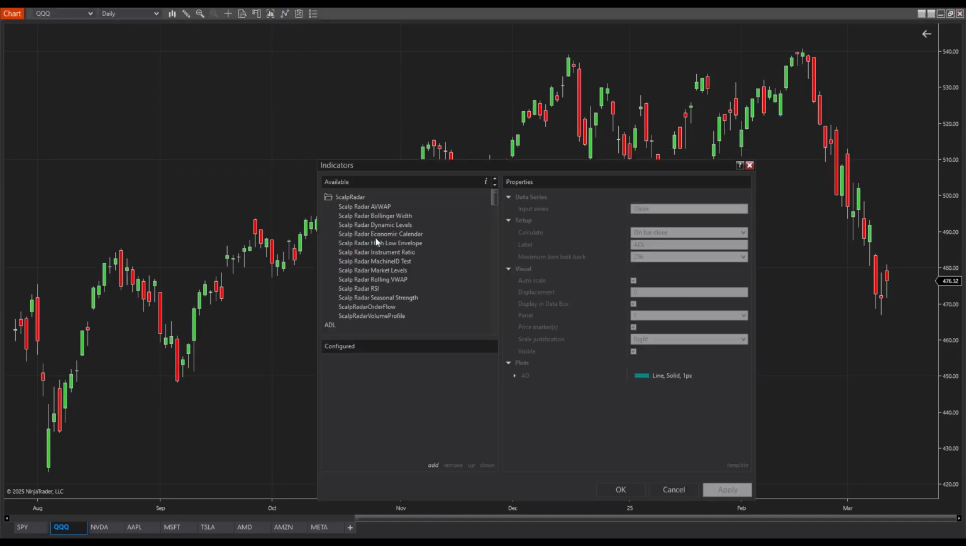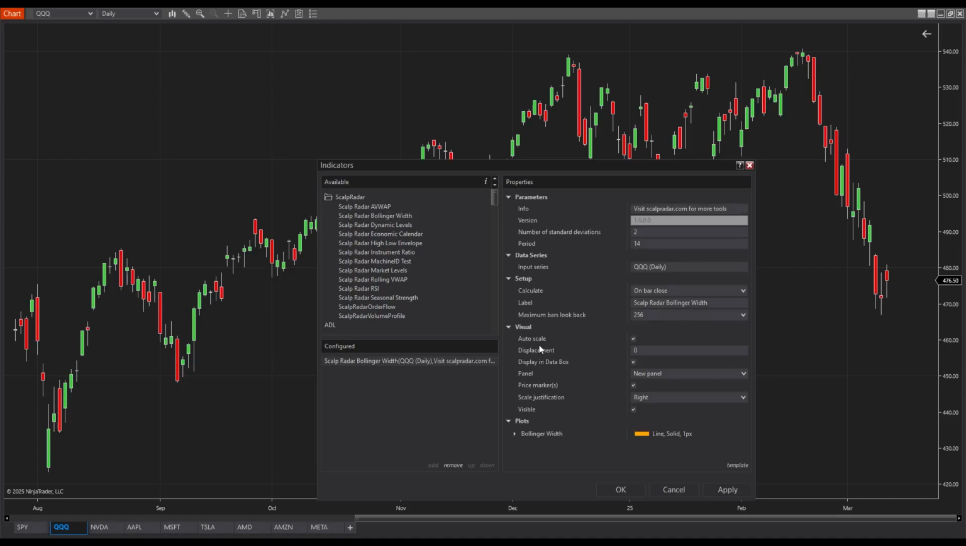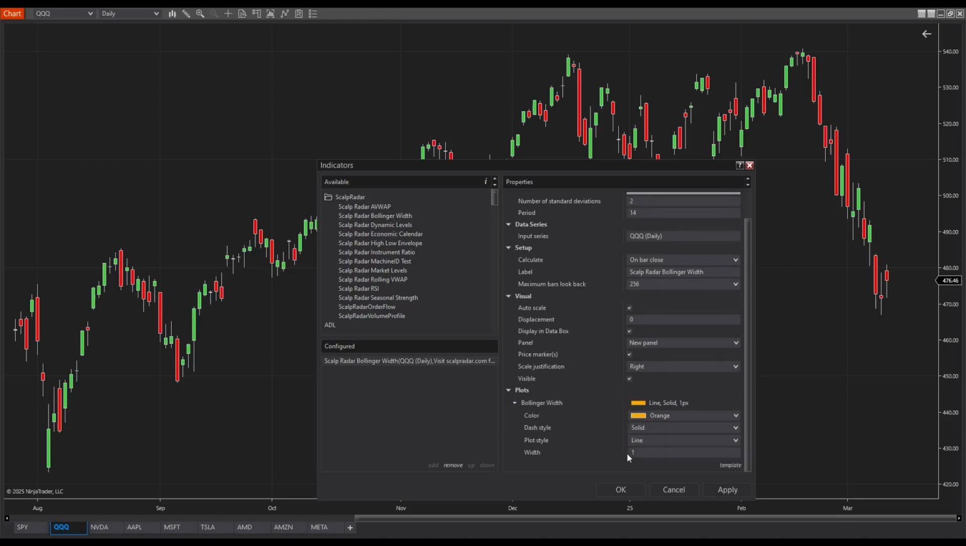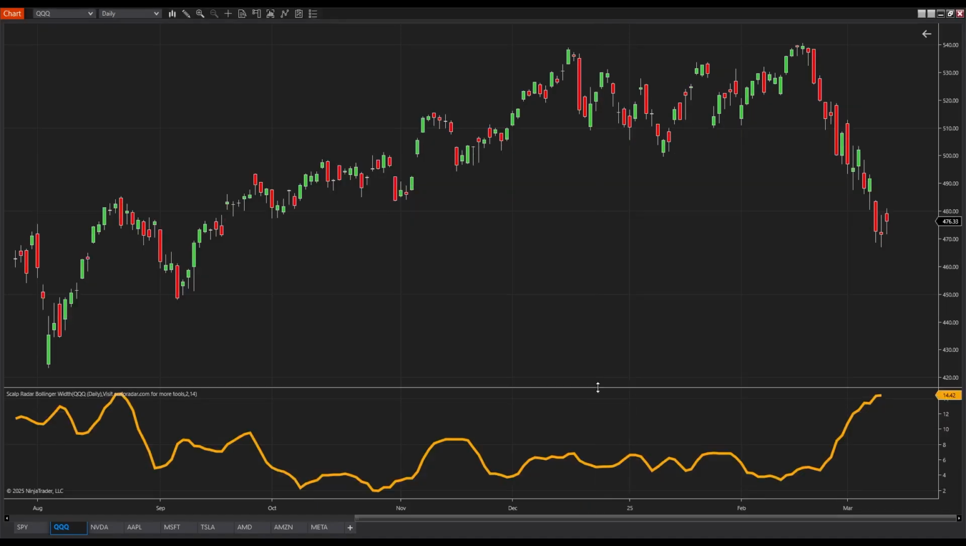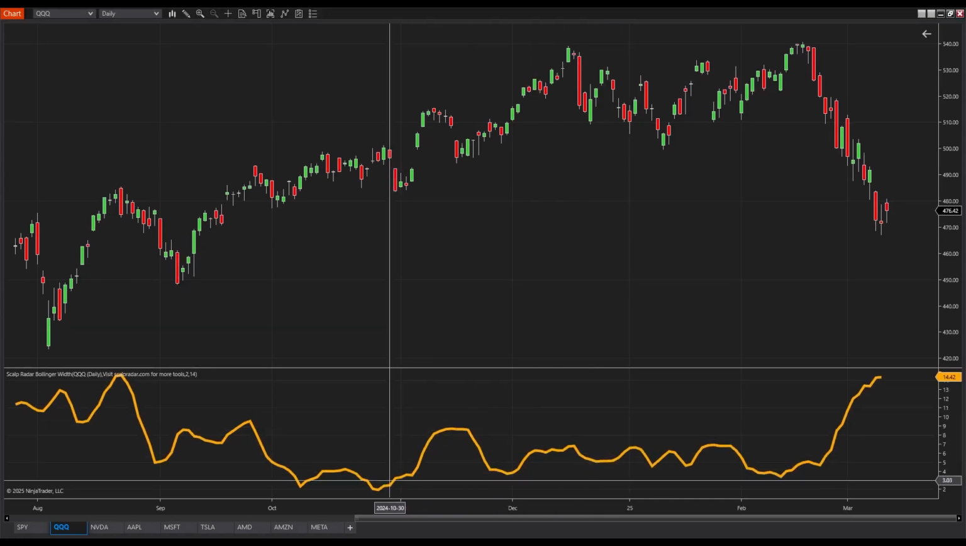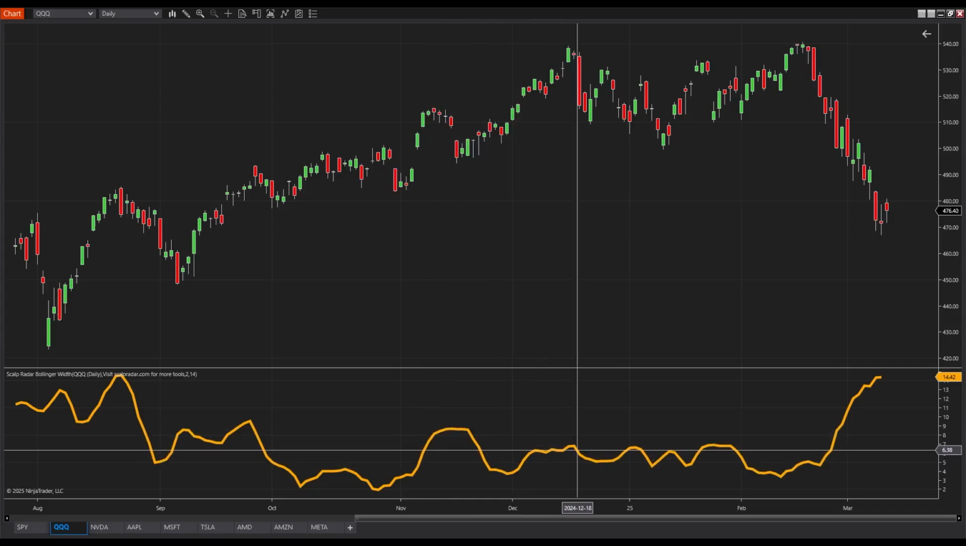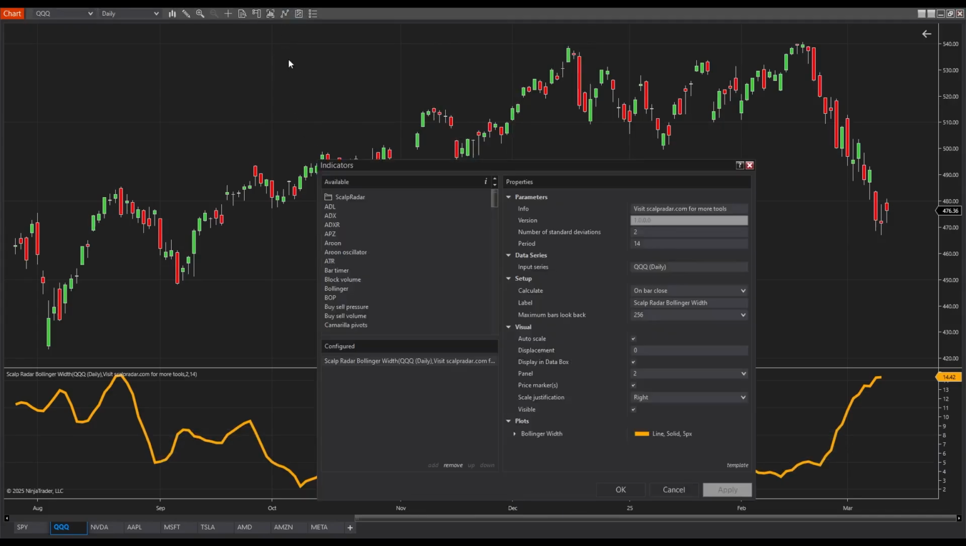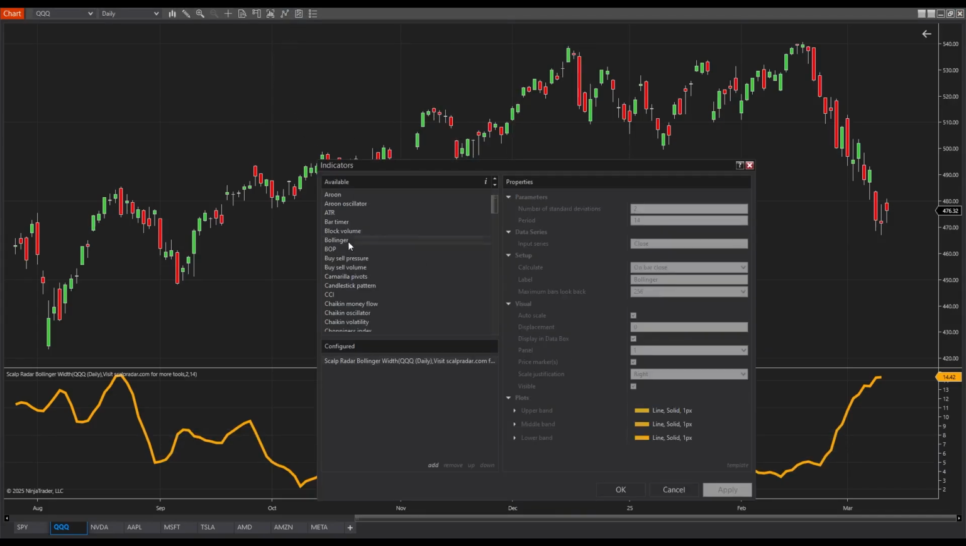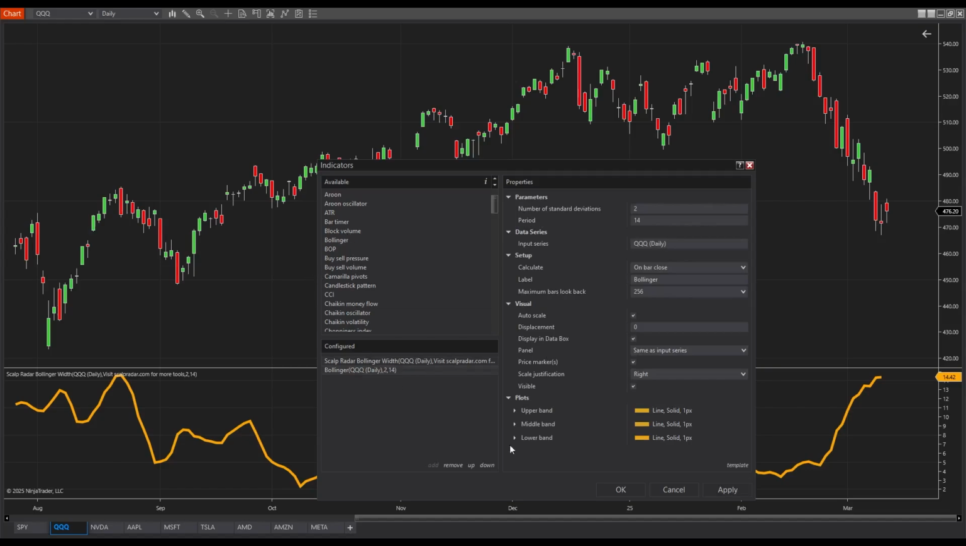Let's go to the Bollinger Width indicator. So if you're familiar, Bollinger Bands are a measure of volatility. So what Bollinger Width does is it shows you the width of the Bollinger Bands plotted as a line chart on the bottom of the screen here. So if I open up the stock Bollinger indicator from Ninja, you'll see what that looks like.